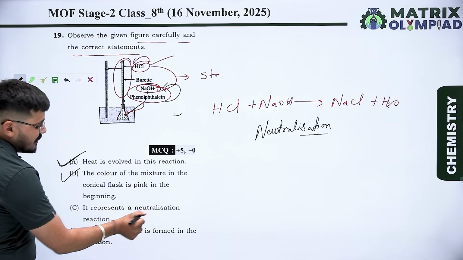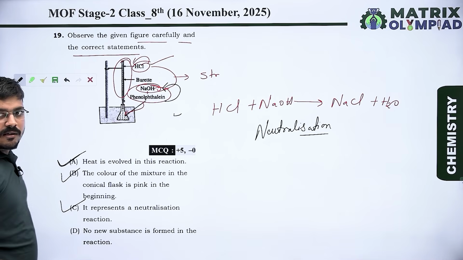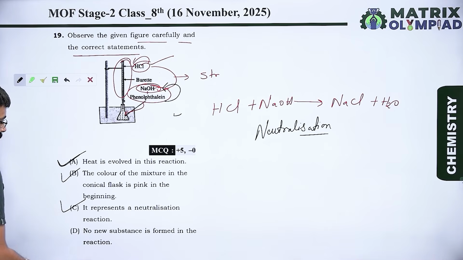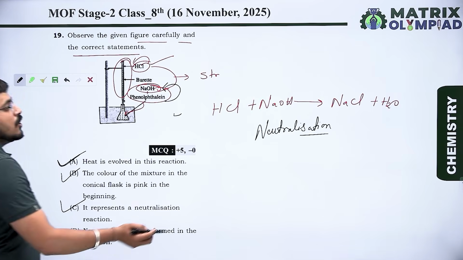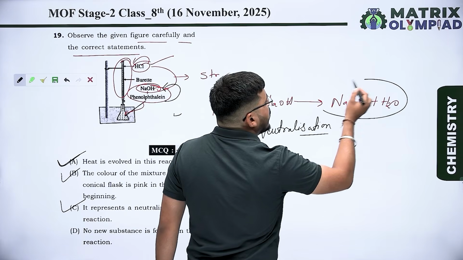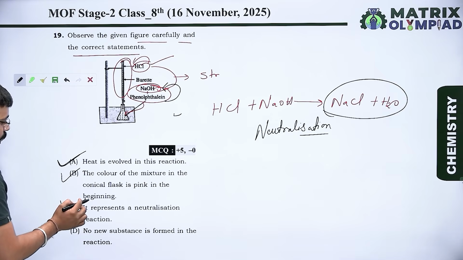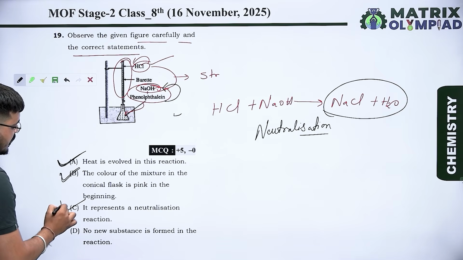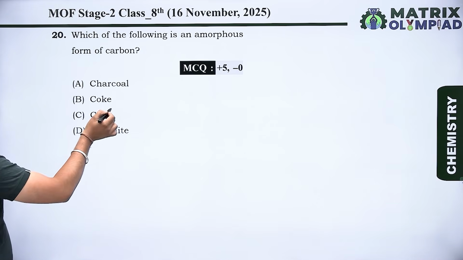It represents a neutralization reaction. Yes, 100%. Option C is a neutralization reaction. And option D, no new substance is formed in the reaction. No, new substances are formed. NaCl and H2O are formed in this reaction. So our correct answer is A, B and C, not D. So let's move to the next question, question number 20.